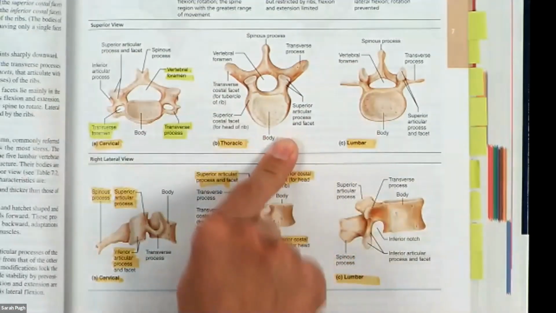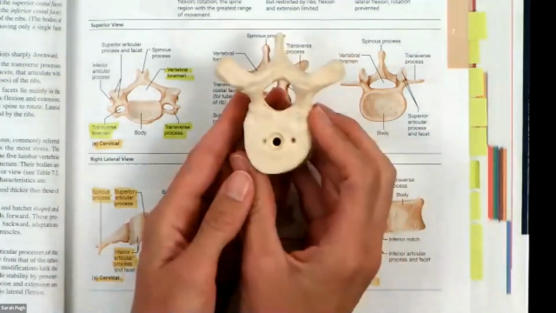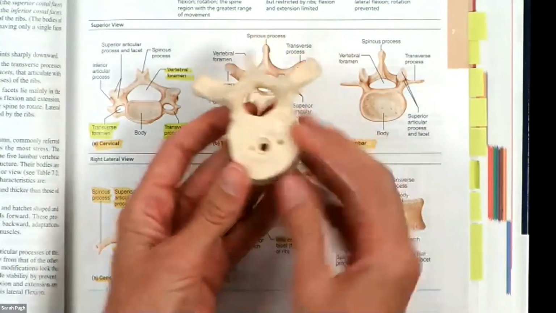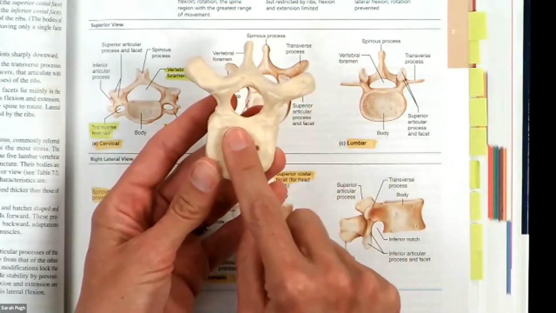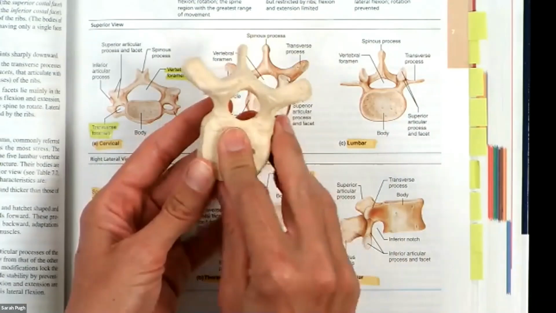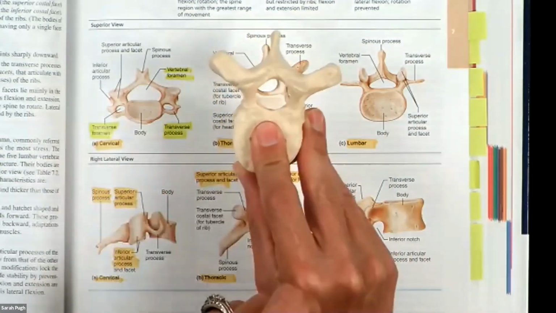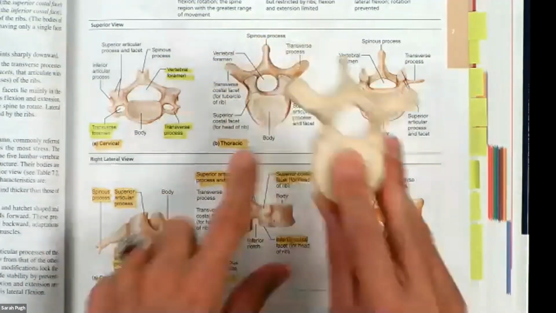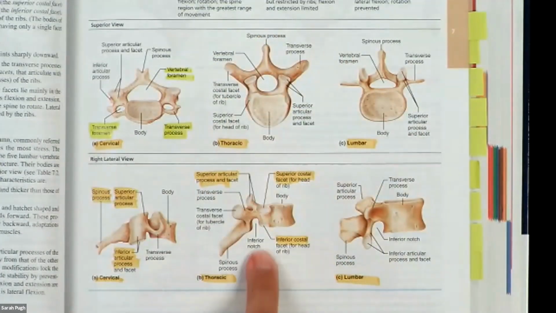Thoracic vertebrae are a little bit bigger. Notice, now this is a plastic vertebrae. This is a hole because it was in a model, so it had a rod running through it. So ignore that. It only has that one hole, the vertebral foramen.